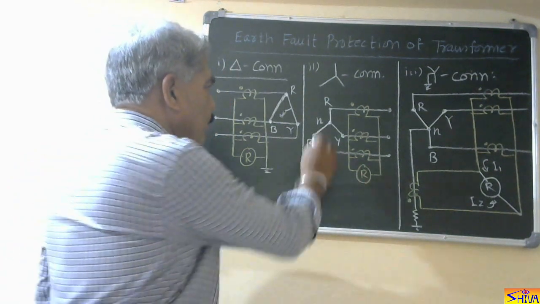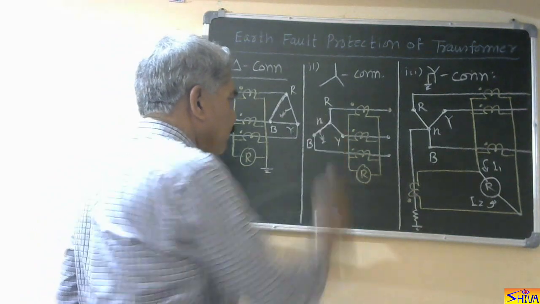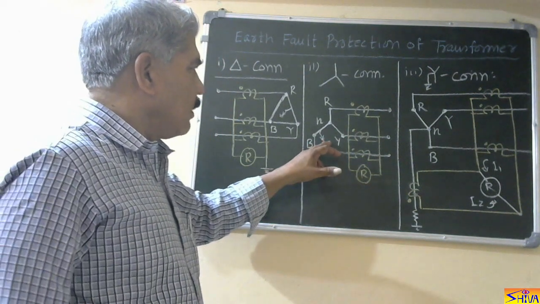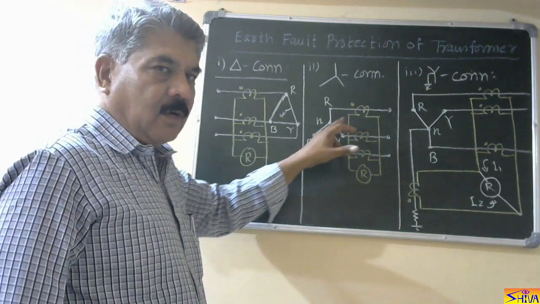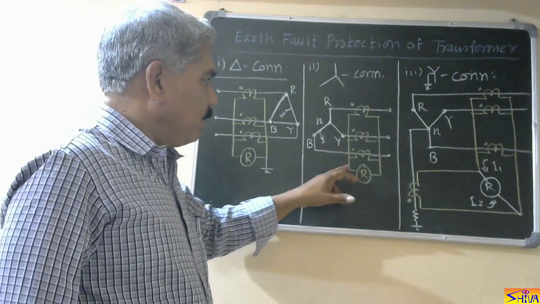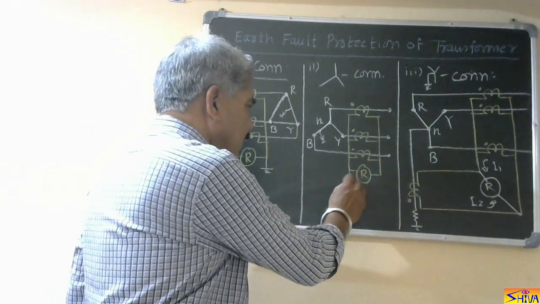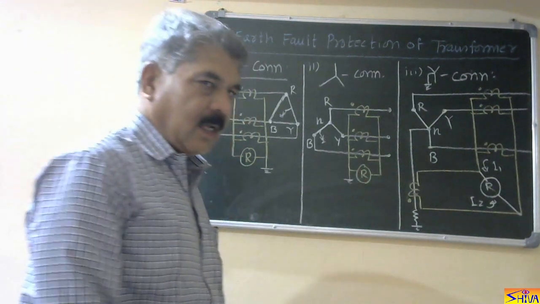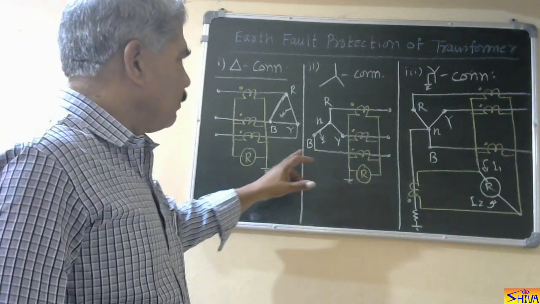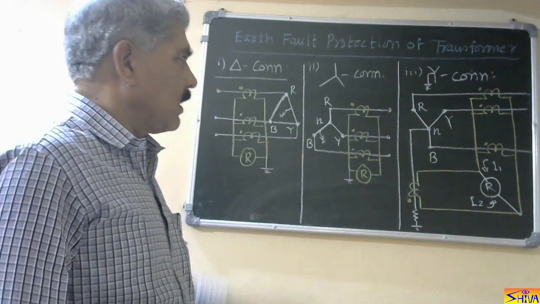Now here also, if there is earth fault, this fault current will not flow in the line. So again, this relay will not be able to detect this earth fault. For detecting the earth fault, we make connection like this. So that is for delta connection and star connection.